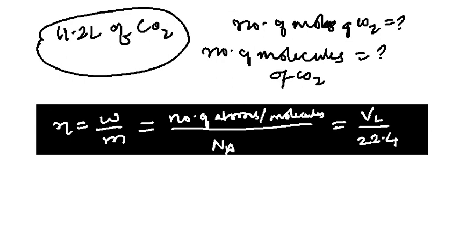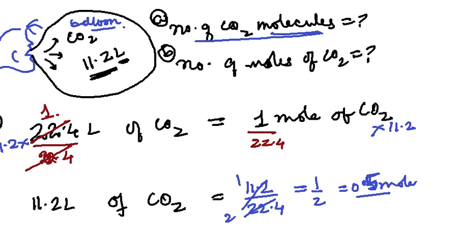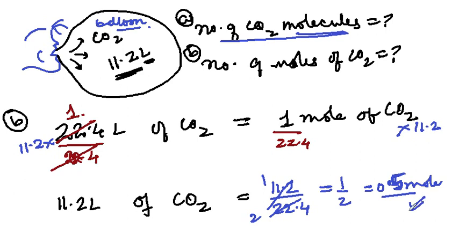So how do we get our answers directly? Let's look into this. We have to find the number of moles, and the volume that was provided to us was 11.2 by 22.4, which means our value will be half, 0.5 mole. So this is exactly what we got a while ago, half for the number of moles.